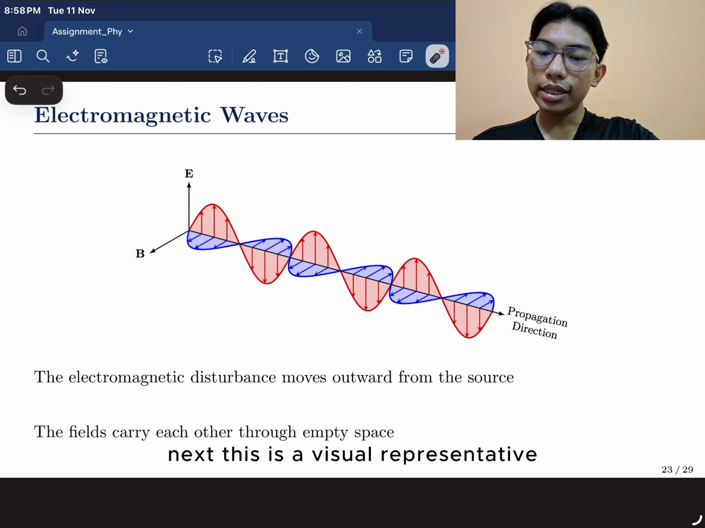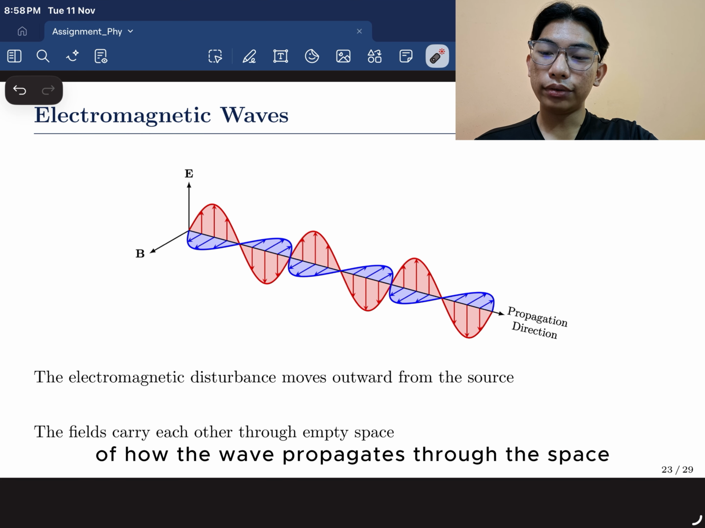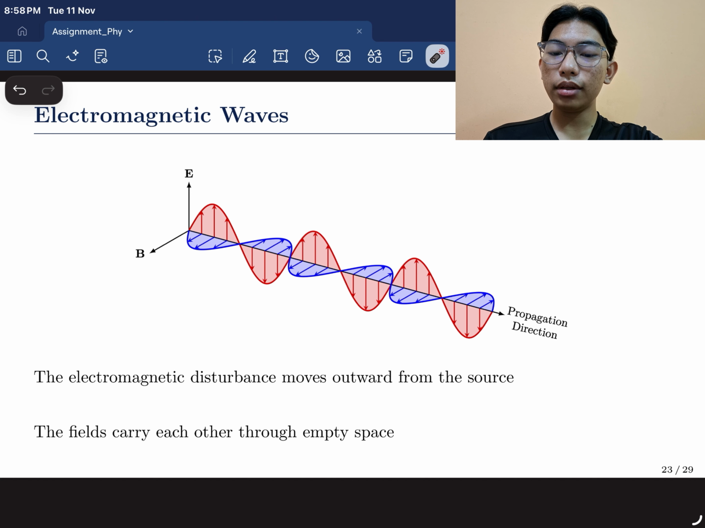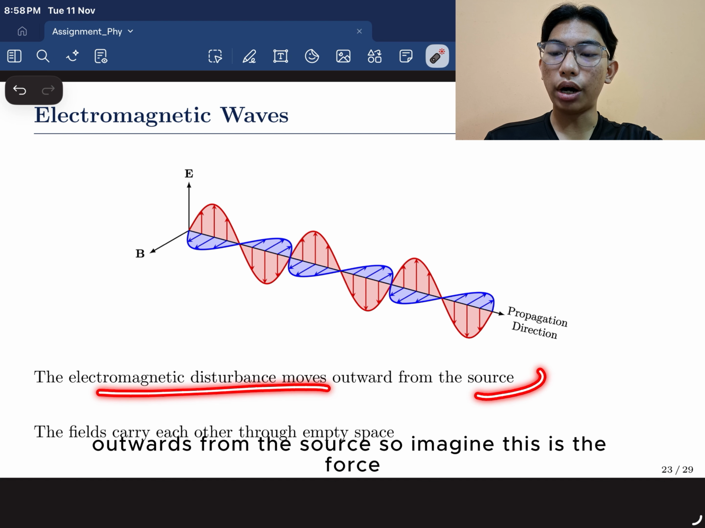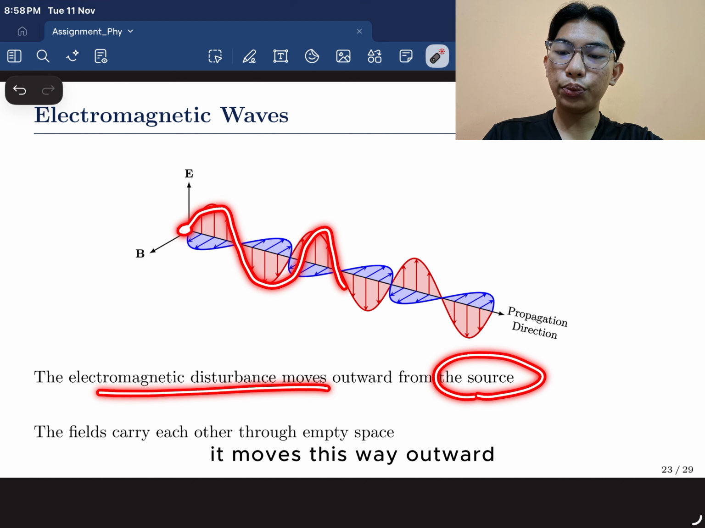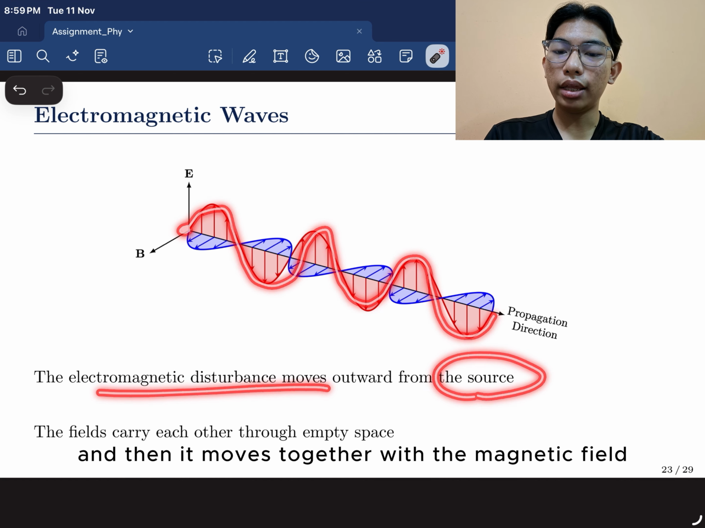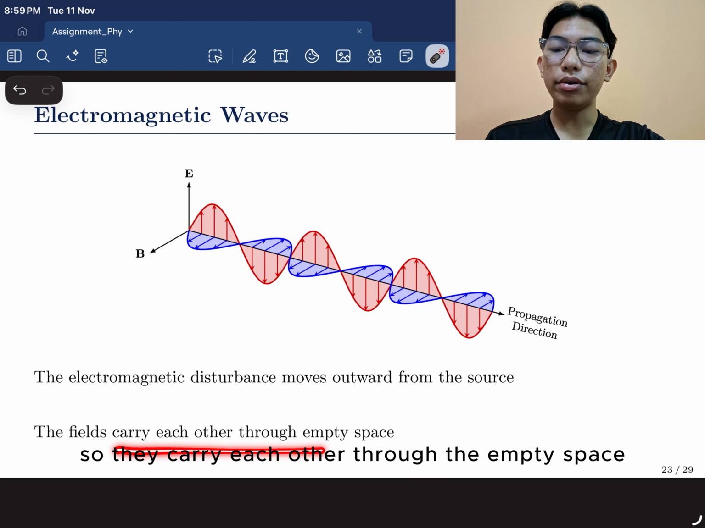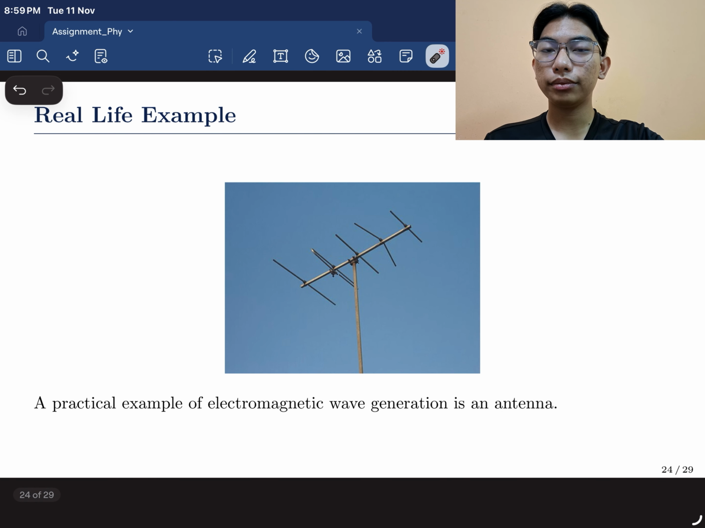Next, this is a visual representation of how the wave propagates through space. The electromagnetic disturbance moves outwards from the source. So imagine this is the electric field. It moves this way outward, and it moves together with the magnetic field, which is perpendicular to it. So they carry each other through empty space.